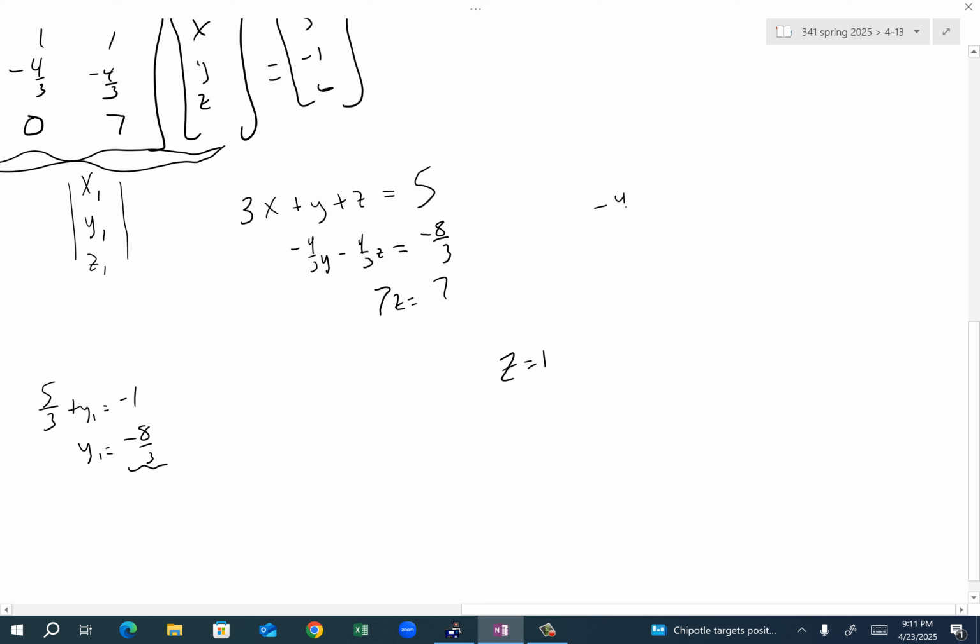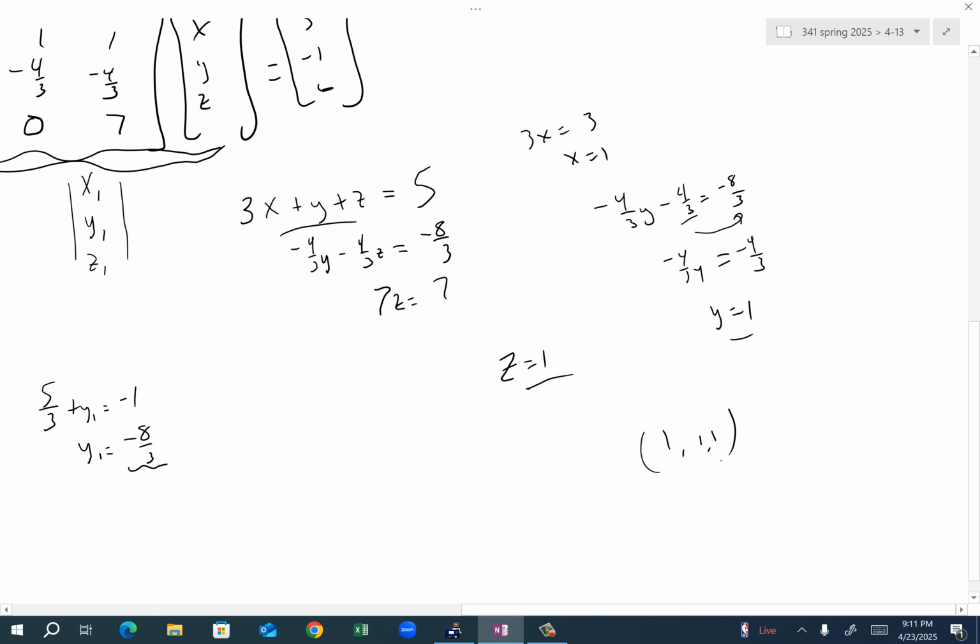And so if you plug that in, you get negative 4/3 y minus 4/3 equals negative 8/3. So if you move this over to here, you're going to get negative 4/3 is equal to negative 4/3 y. So y is equal to 1. Now we'll plug this and this into here, and you're going to get 3x is equal to 3. So x is equal to 1. So 1, 1, 1 is your final answer.